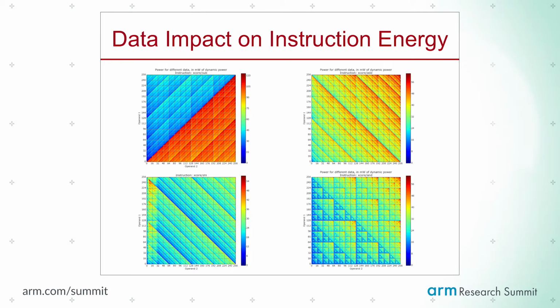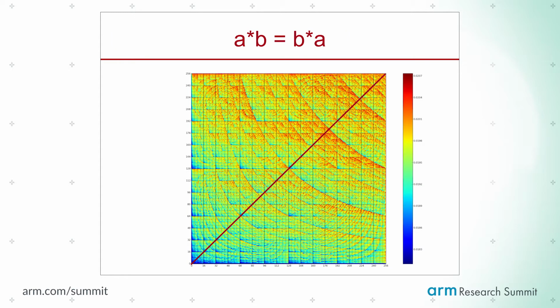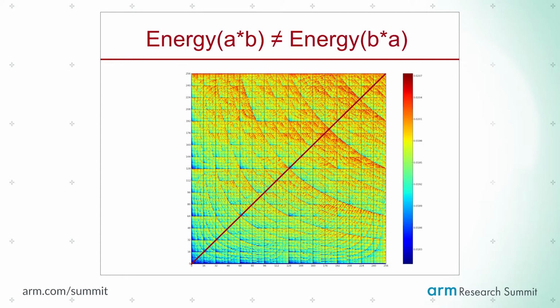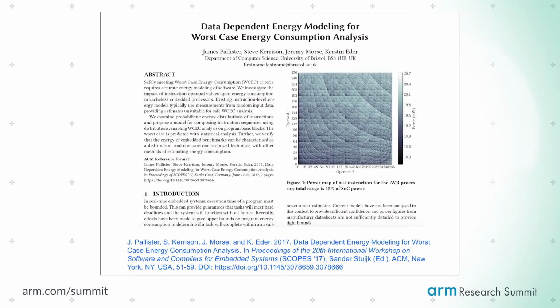So that motivated us to look at other instructions. An add instruction, a shift, and the most beautiful is probably the logic AND. We also looked at multiplication. We all know that A times B is the same as B times A, right? But is the energy consumed by doing A times B the same as the energy consumed when I do B times A? If that was the case, this picture would be symmetrical on this diagonal, and it is not, right? So the energy consumption is different if I switch the factors. So that's an interesting observation. And if you want to read more about this, I invite you to read our recently published paper.